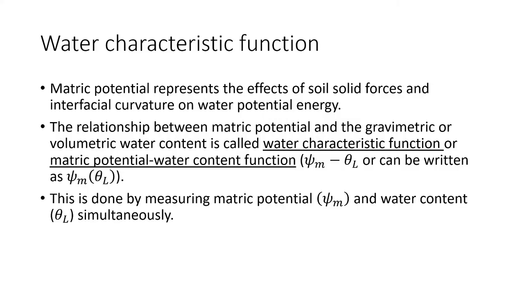Now let's look at the water characteristic function. Matric potential represents the effects of soil solid forces and interfacial curvature on water potential energy. The relationship between matric potential and the gravimetric or volumetric water content is called the water characteristic function or matric potential water content function. It is written as Ψm–θL, or Ψm(θL), where Ψm is the matric potential and θL is the water content. This is done by measuring matric potential Ψm and water content θL simultaneously.